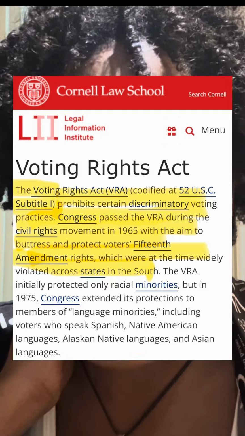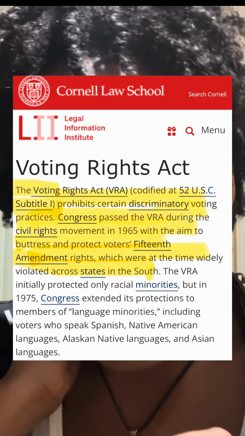According to Cornell Law School, the Voting Rights Act of 1965 prohibits certain discriminatory practices. Congress passed the act during the Civil Rights Movement in order to buttress and protect voters' rights under the 15th Amendment. Like many laws created in the Civil Rights Movement, it was a law to protect African Americans and minorities against discriminatory practices.